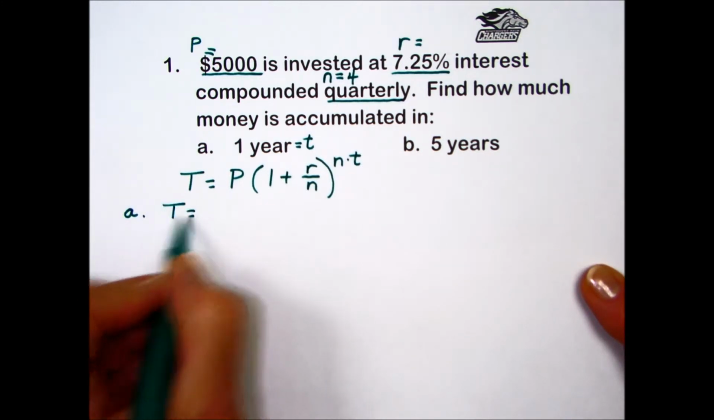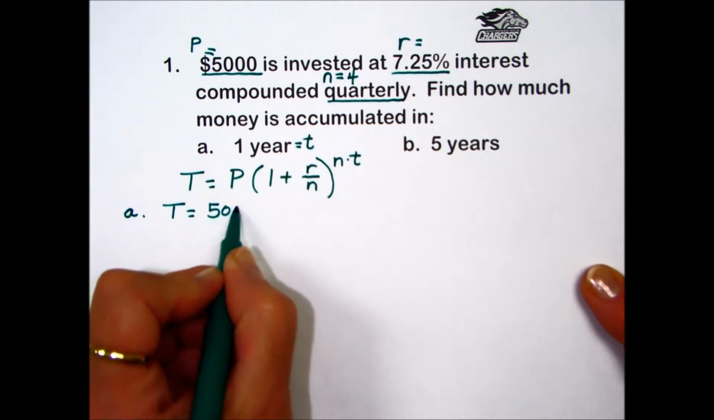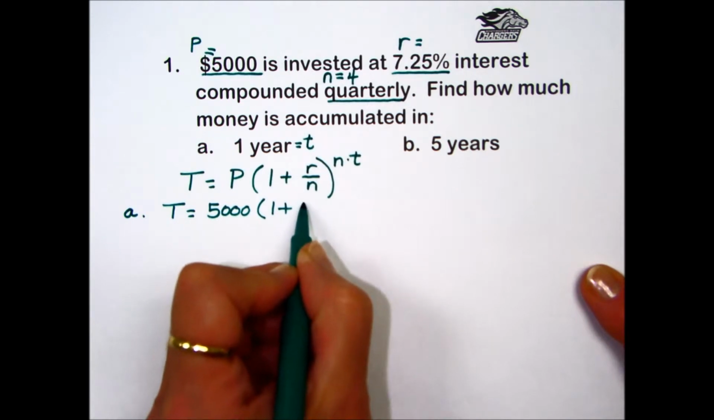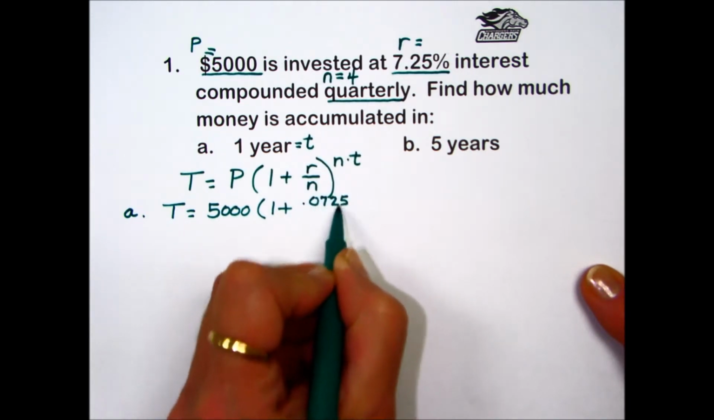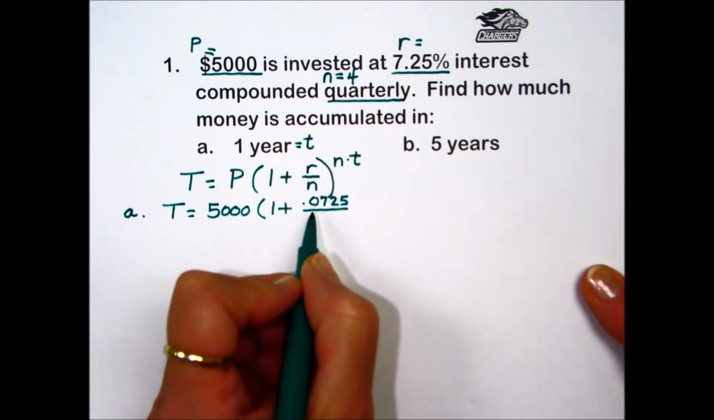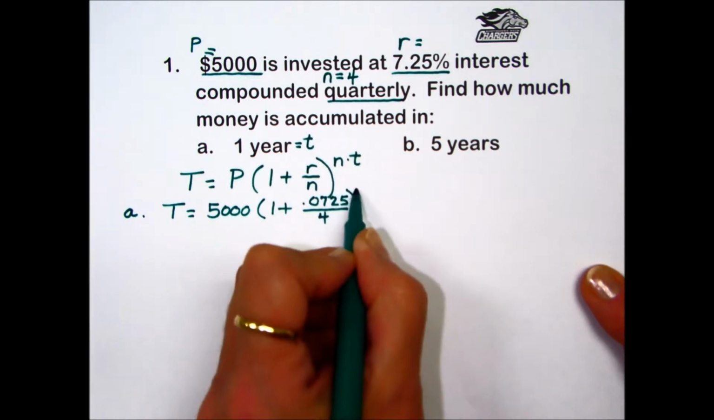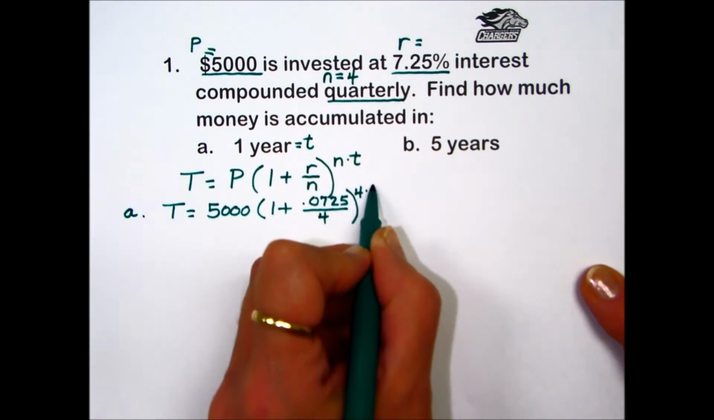So to find the total amount, we're going to take the principal, $5,000, times 1 plus the interest rate, expressed as a decimal, 0.0725, divided by n, the number of compounding periods, and this is quarterly, so we're going to put a 4 in there, raised to the 4, which is our n value, times t, which is 1.